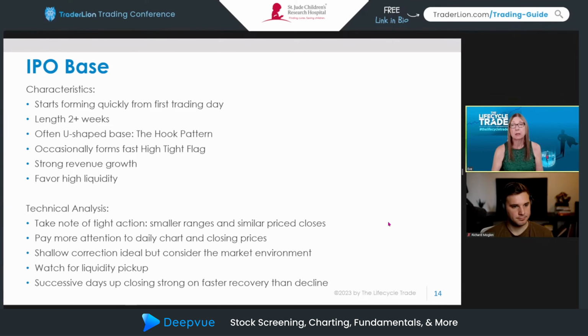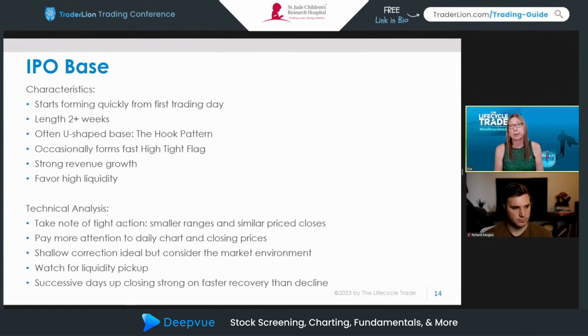In terms of technical analysis, I'm going to take note of any tight action. That is rare with an IPO, so when I see it, I'm thinking accumulation. Similarly, I'm going to be looking for the price closes to be strong. While the stock may be volatile intraday, I'm going to focus more on how it closes. When trading this phase, I'm going to pay more attention to daily charts, just a faster time frame. The moving averages I'm going to be using are typically the 21-day EMA if it's there already, and if it's not present, then the 10-day simple moving average.